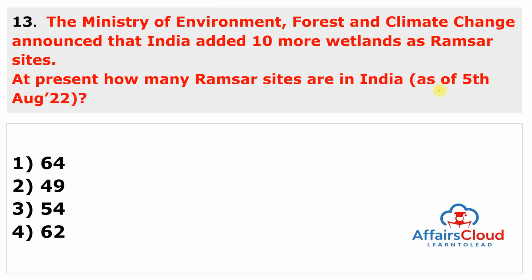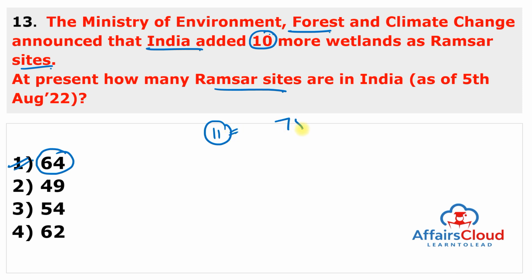The next question is: the Ministry of Environment, Forest and Climate Change announced that India added 10 more wetlands as Ramsar sites. At present, how many Ramsar sites are in India? This is an old question, and according to this question, total Ramsar sites in India are 64, but after that 11 new sites were added as Ramsar sites. So now the total Ramsar sites in India are 75.